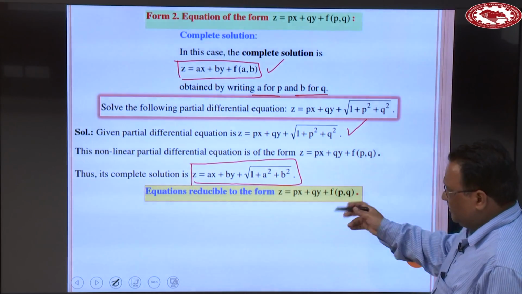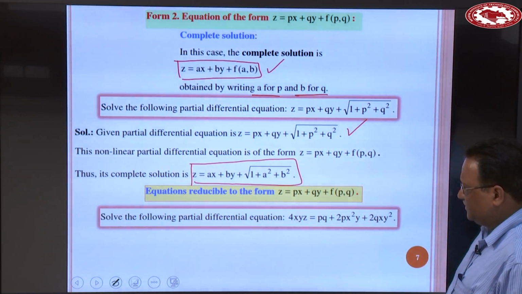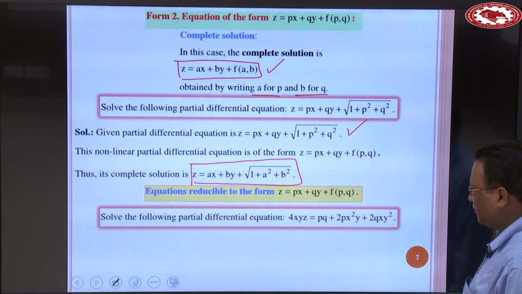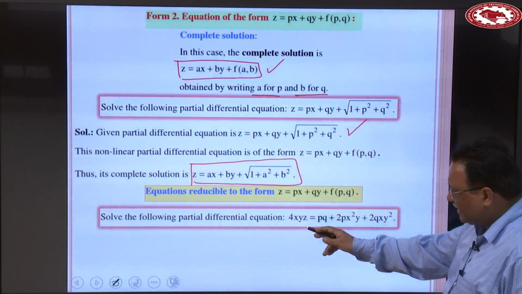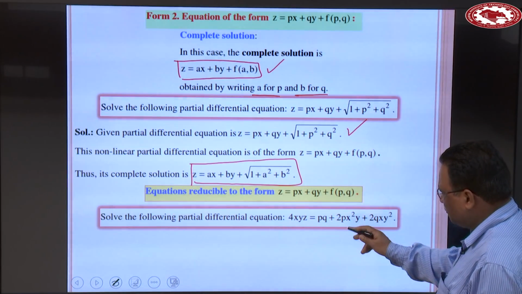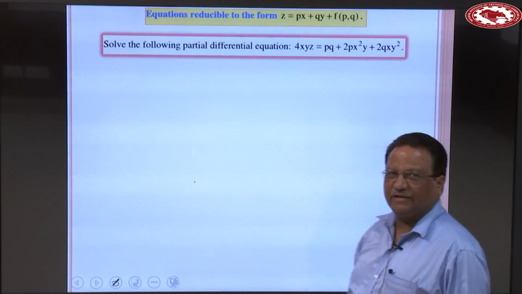Now equations reducible to the form z is equal to px plus qy plus function of pq. So solve this partial differential equation: 4xyz is equal to pq plus 2px square y plus 2qxy square. So solve this differential equation.